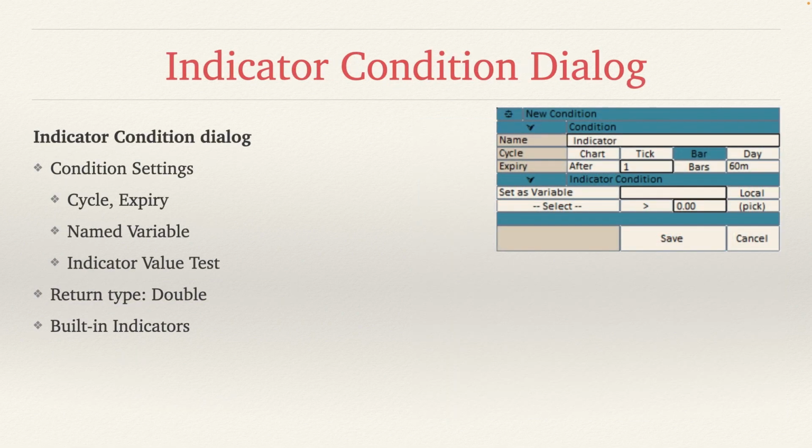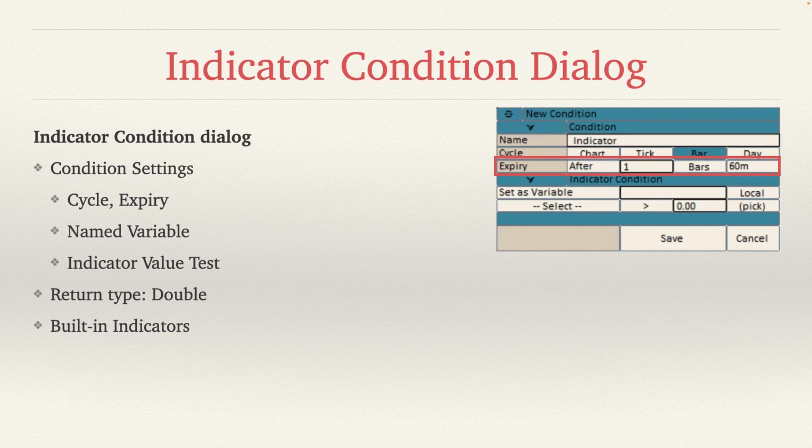The indicator condition dialog should look pretty familiar by now. It has the same features we've seen in the other conditions that we've taken a closer look at. There's the cycle, which controls how often the indicator will recalculate its data, and the expiry, which says how long that data is good for once it's been calculated.